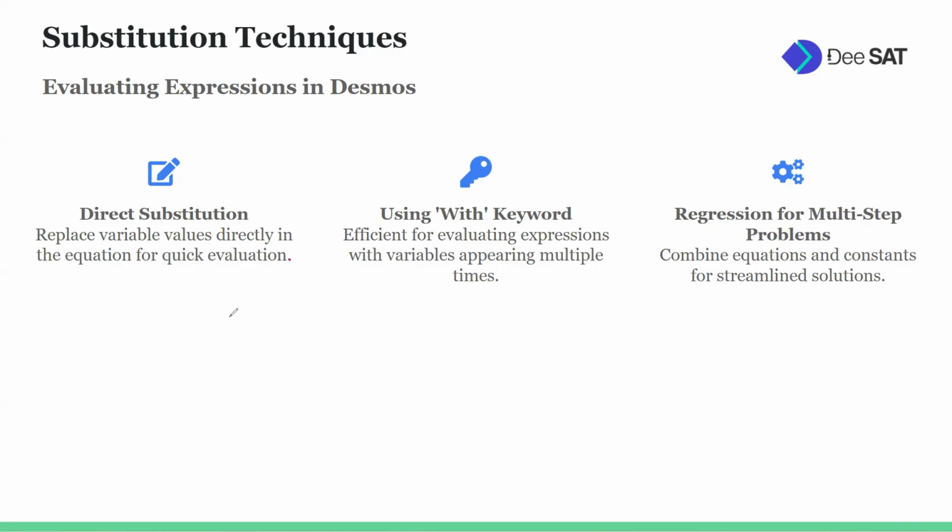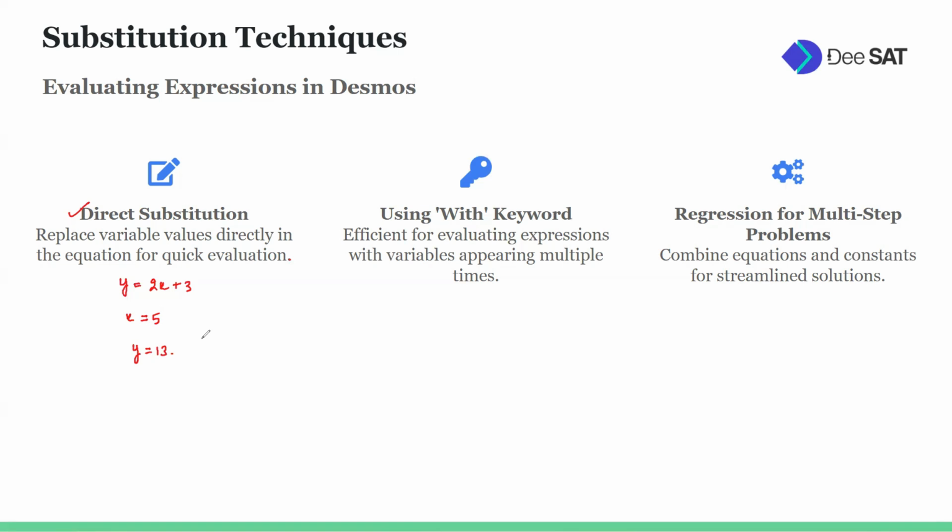Let's explore substitution technique in Desmos for evaluating expression. These methods help solve equations quickly and efficiently. The very first is direct substitution. This is the simplest method. You directly replace the variable in the equation with its given value. For example, if the equation is y is equivalent to 2x plus 3, and you need to find y when x is 5, simply substitute x equals to 5 into the equation, and Desmos will instantly compute the result as y equals to 13.